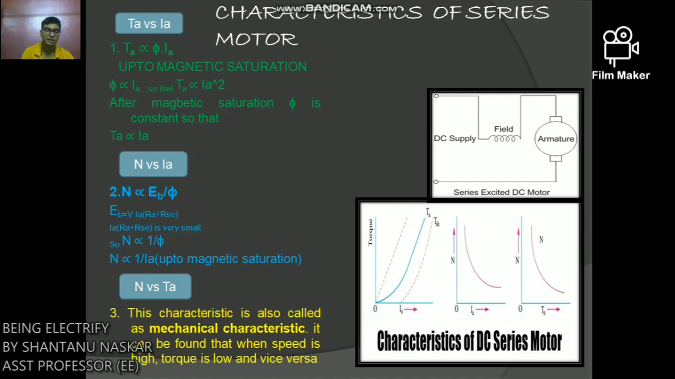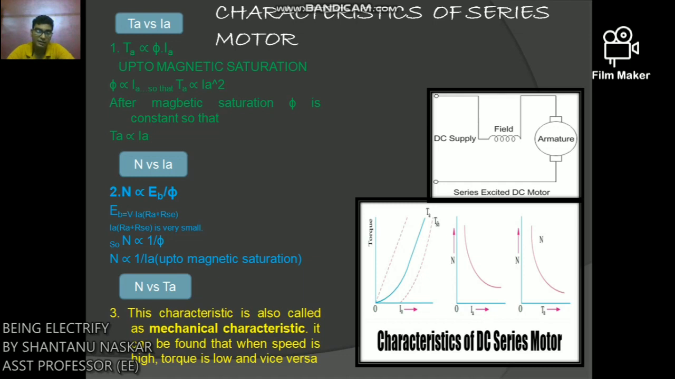Now comes the conclusion of the characteristics of the series motor. So what is the conclusion from the above characteristics of the series motor? Number one, it has a high torque because initially torque is proportional to Ia square. Number two, it is a variable speed motor. See the speed versus armature current curve. It automatically adjusts the speed as the load changes. Thus, if the load decreases, its speed is automatically raised and vice versa.